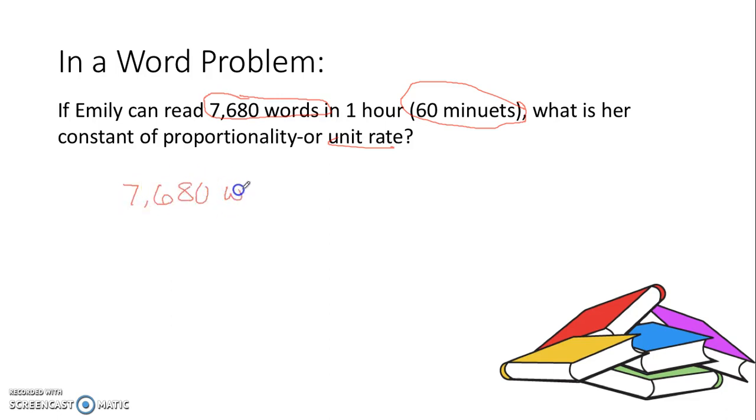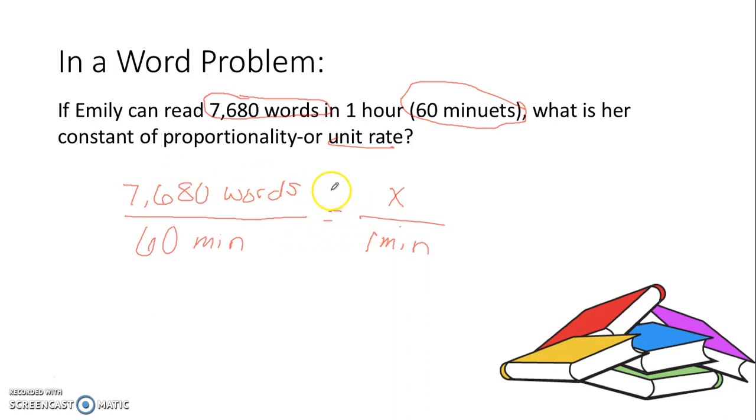So when we set up a proportion, we're going to go 7,680 words. Now make sure you label, please make sure you label. This is going to help you a ton. So 7,680 words in 60 minutes is equal to, we're trying to find the unit rate. So we want to know how many words can Emily read in 1 minute? Okay, so now this should look awfully familiar.